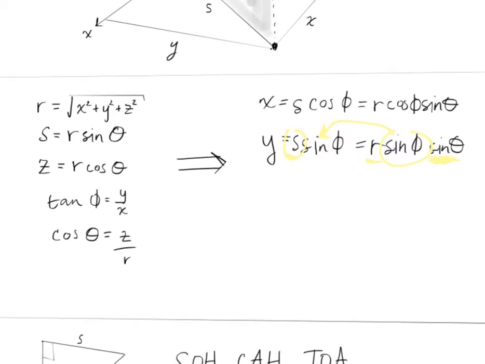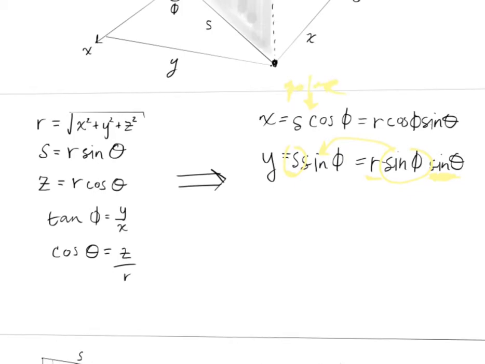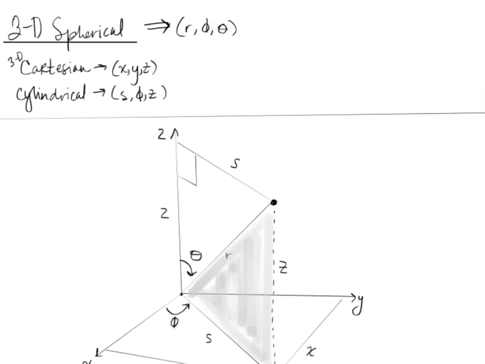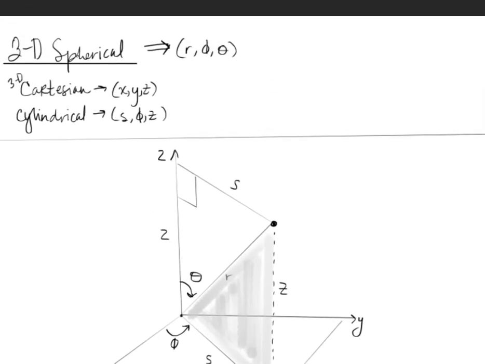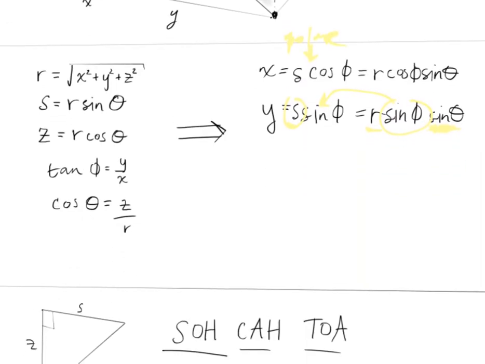And that is how we go from Cartesian to spherical. And we use the step in between, the common denominator of polar. And that is how we understand 3D spherical, Cartesian, cylindrical. So we have to use a little bit of everything to derive these relationships.